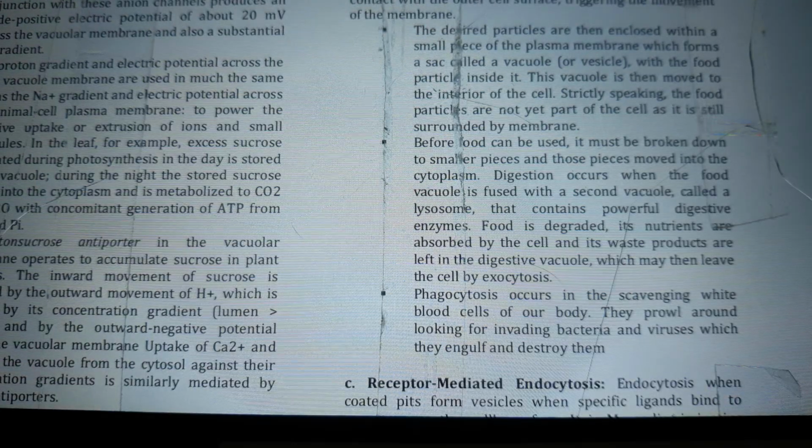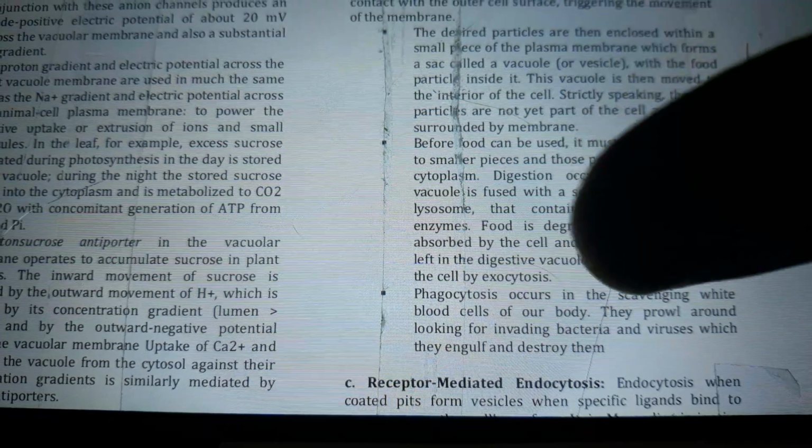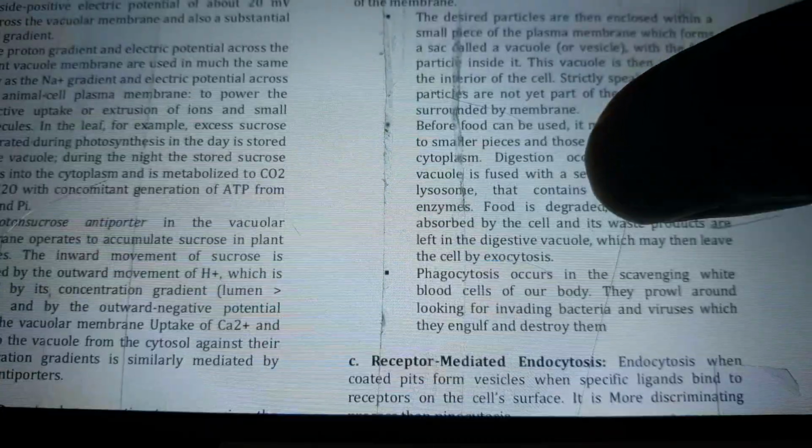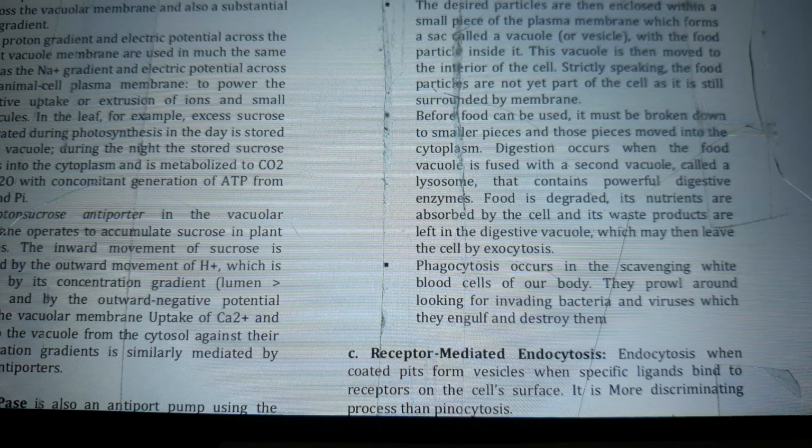Phagocytosis is also called cell eating. Particles are engulfed by phagocytosis, a process that begins when solids make contact with the outer cell surface, triggering the movement of the membrane. The desired particles are then enclosed within a small piece of the plasma membrane, which forms a sac called a vacuole or a vesicle with the food particle inside. This vacuole is then moved into the interior of the cell. Strictly speaking, the food particles are not yet part of the cell as they are surrounded by membrane.